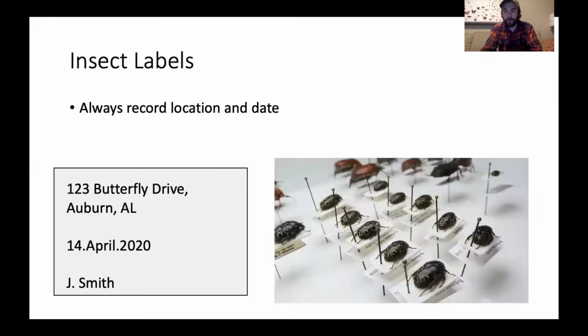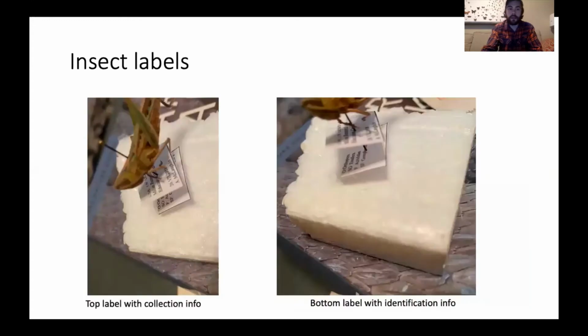Insect labels are very important for collecting. You should always record the location and the date. And here's an example. We have a grasshopper, and on top we have the label with collection information, which I mentioned earlier, which is basically your location and the date and your name. And on the bottom, which you learned about on Friday from Chelsea, you will always have the order of the insect and family.